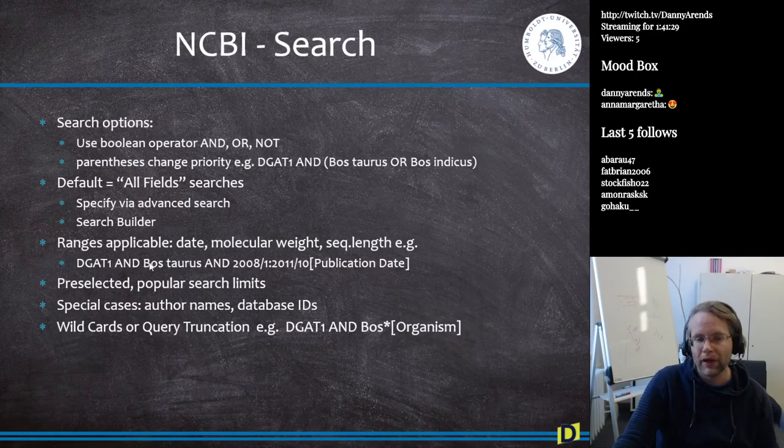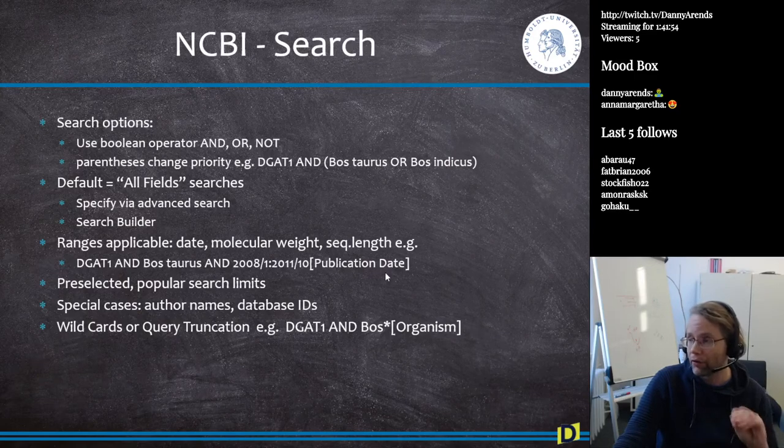And so in theory, if we wanted to know everything being published between January 2008 and November 2011, we can say, well, give me all of the information about DGOT1 in Bos taurus, so only one of the two, and in this publication date range. And here we can then specify that this is the publication date.